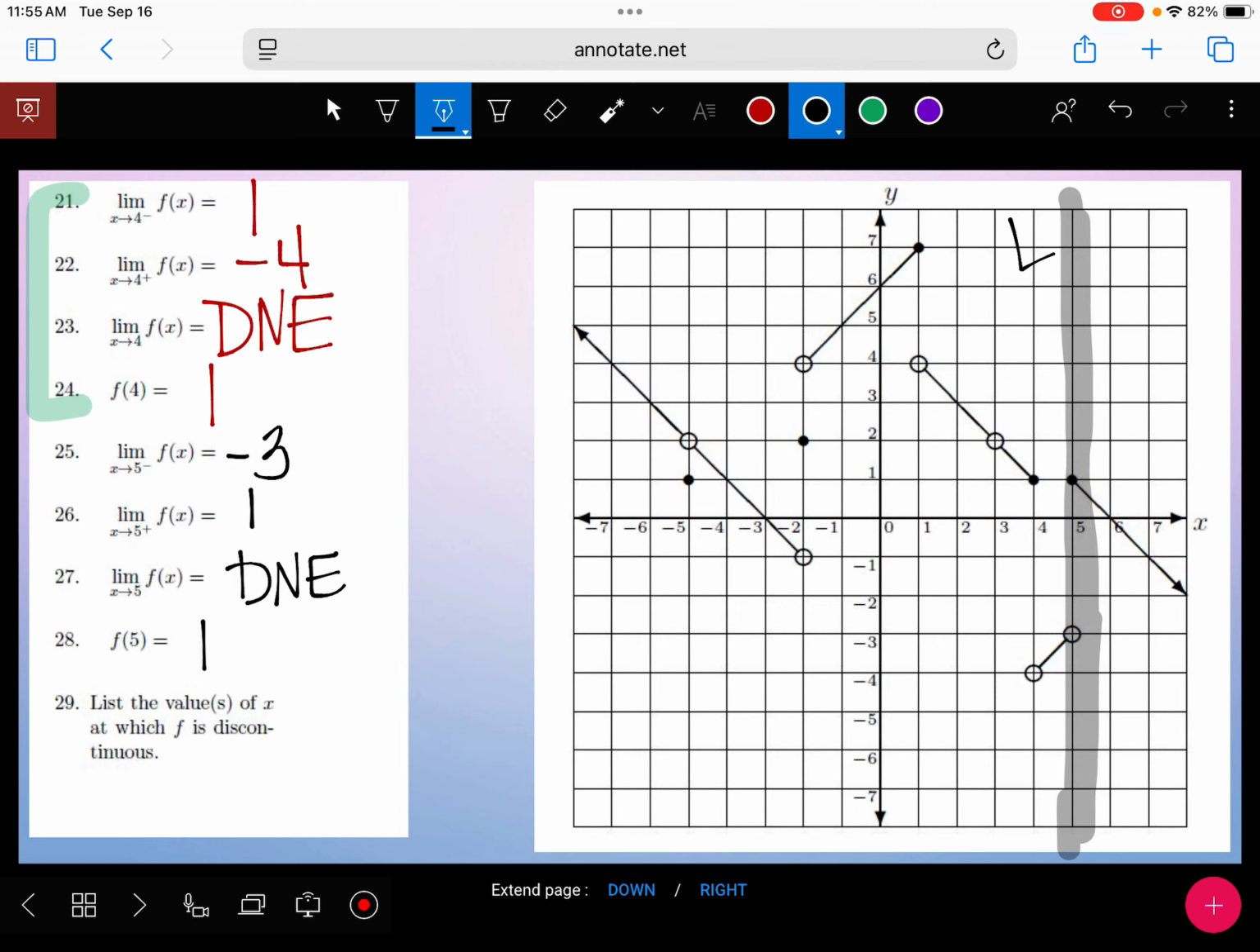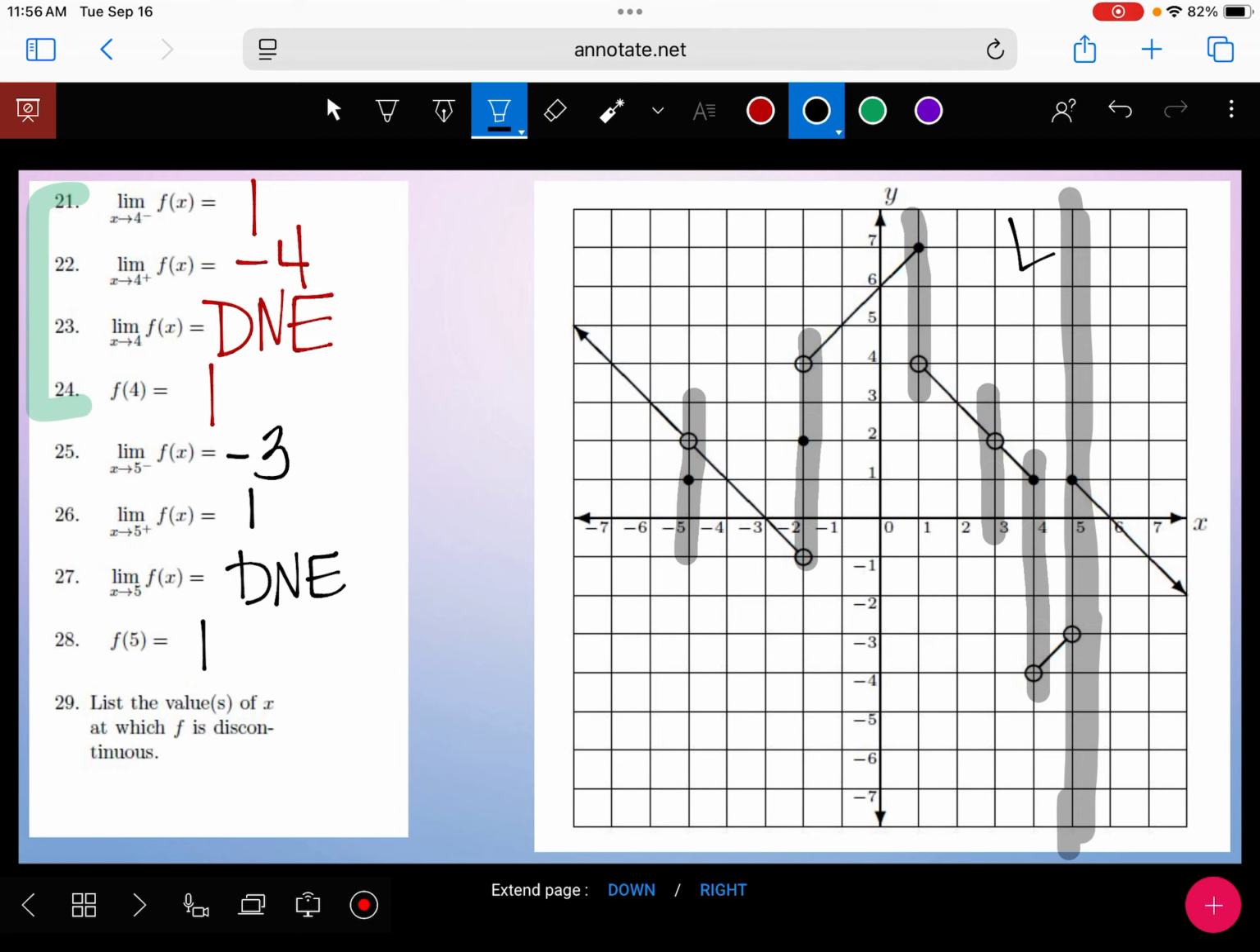Okay. So number 29 is just asking us to list where we have a discontinuity. We have a lot, right? So our first value that you're going to write for number 29 is X equals -5. That's my first because I have a removable. And then I have another one at X equals -2. And then my next one is here, and that's at X equals 1. And then I have another one at X equals 3. X equals 3, we have another removable. X equals 4, we have a jump. And X equals 5, we have a jump.